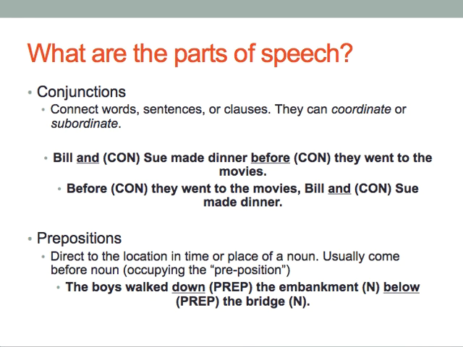Prepositions direct to the location and time or place of a noun. They usually come before the noun, occupying the preposition, and this is how they've got their name. The boys walked down (preposition) the embankment below the bridge.